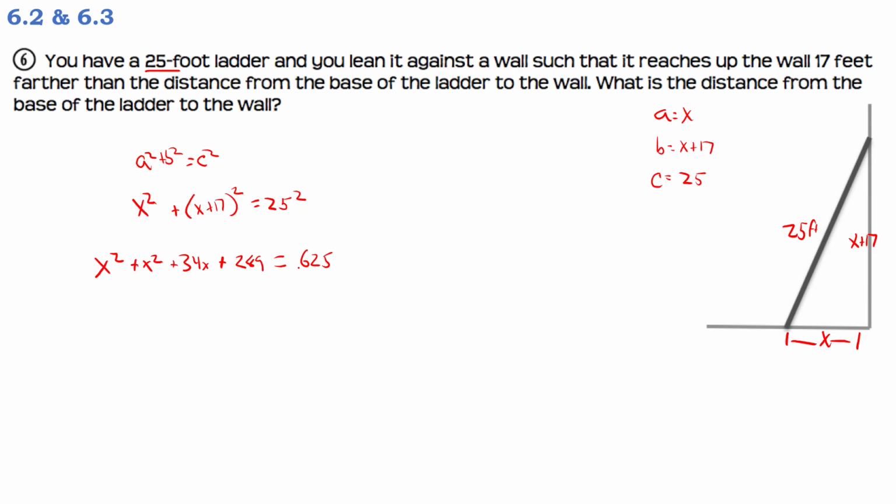Okay, so now let's go ahead and get this simplified a little bit. Let's go ahead and combine like terms and get a 0 on one side of there so we can solve for this x. So we'll combine these x squareds first. So we take care of these guys right here. We'll take 2x squared plus 34x plus 289 equals 625. We need a 0 over here, so let's subtract 625 from both sides.